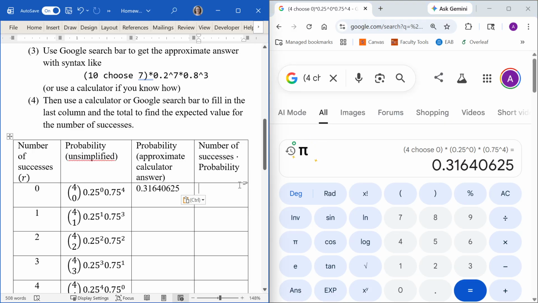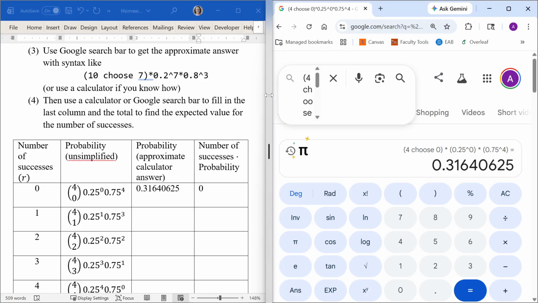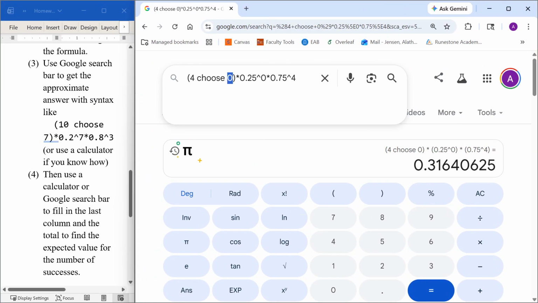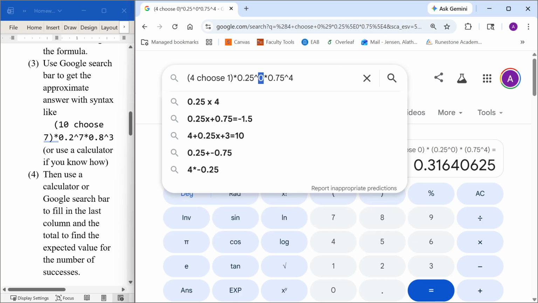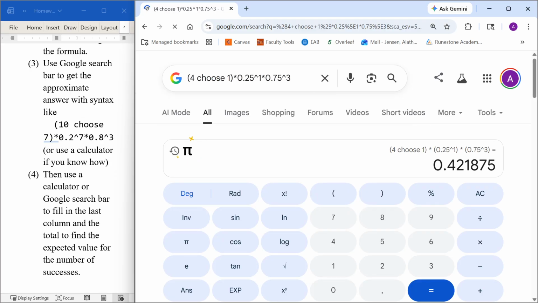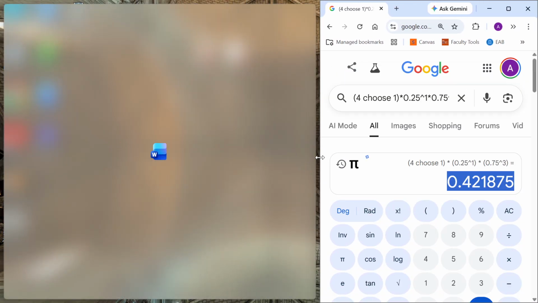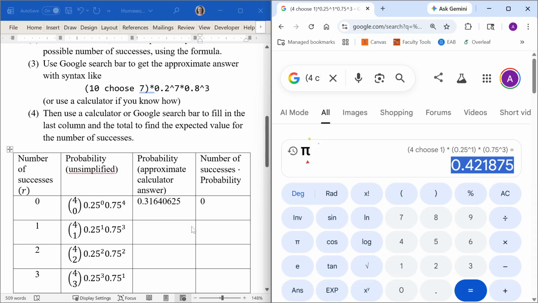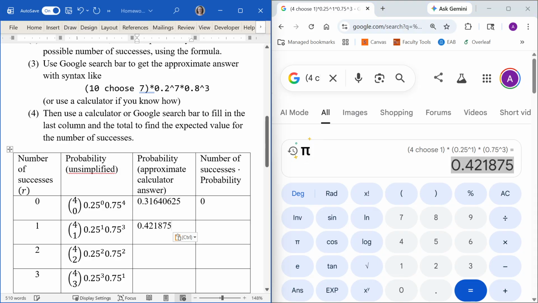So this one's 0, but for the rest of them, it'll be easier to do it this way. Okay, so now I'm going to enter the next one. So this changes to 4 choose 1, 0.25 to the 1, 0.75 to the 3. Okay, so I'm getting 0.421875. I'll put this back over here. Okay, and then multiplying it by 1 doesn't do anything, so this will be the same in the last column here.